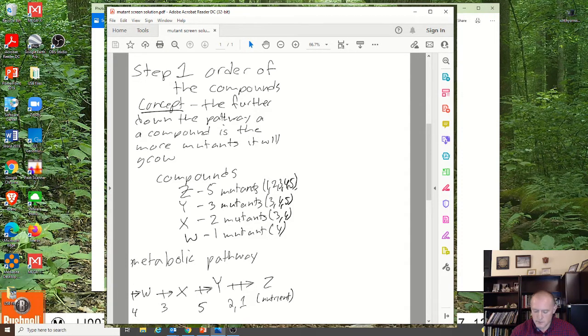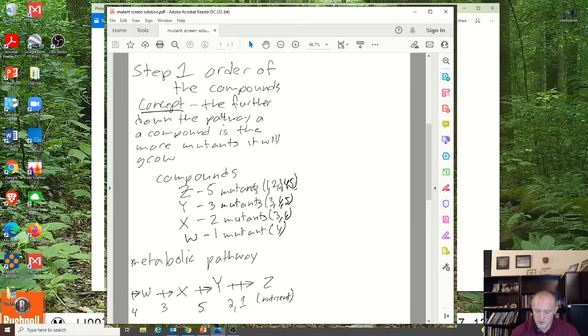All right, and now we can just start writing out and cataloging all the compounds and how many mutants they grow. So compound, and we're going to actually order them. We're going to organize our answer to make it easy to get the order, right? And so we're going to start working from the right to the left. And therefore, what we're going to do is first list the one that grows the most mutants. Then we're going to list the one that grows the second most, and so on until we get to the one that grows the fewest. So compound Z grows 5.